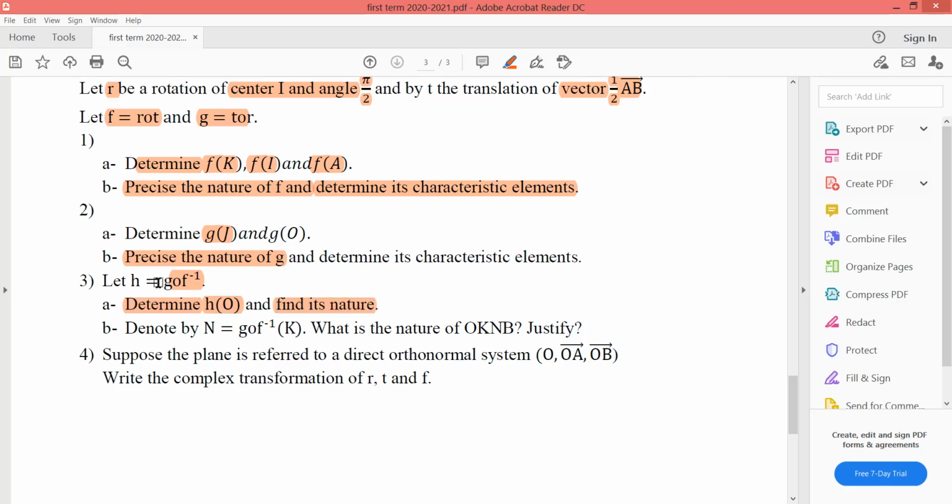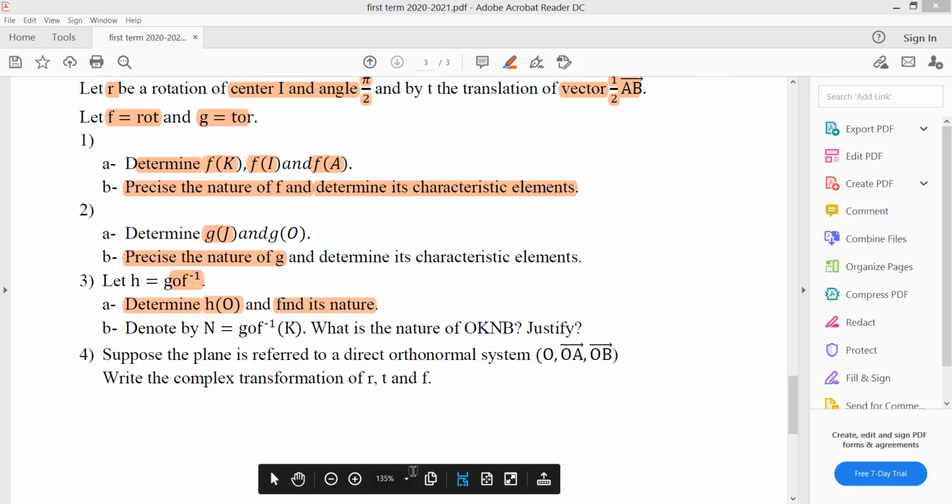So h is a composite of two rotations. Then h is a rotation with center omega and angle pi over 2 plus minus pi over 2, so the angle is 0. Whenever the angle is 0, we say that h is a translation. We say h is a translation since the angle is 0.